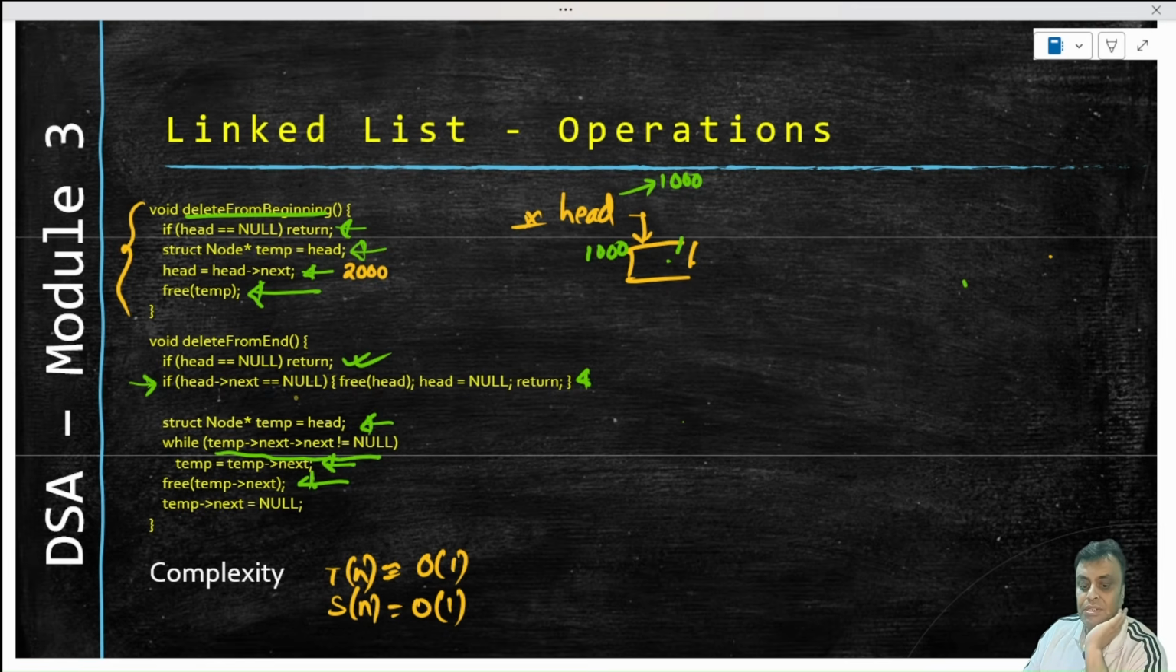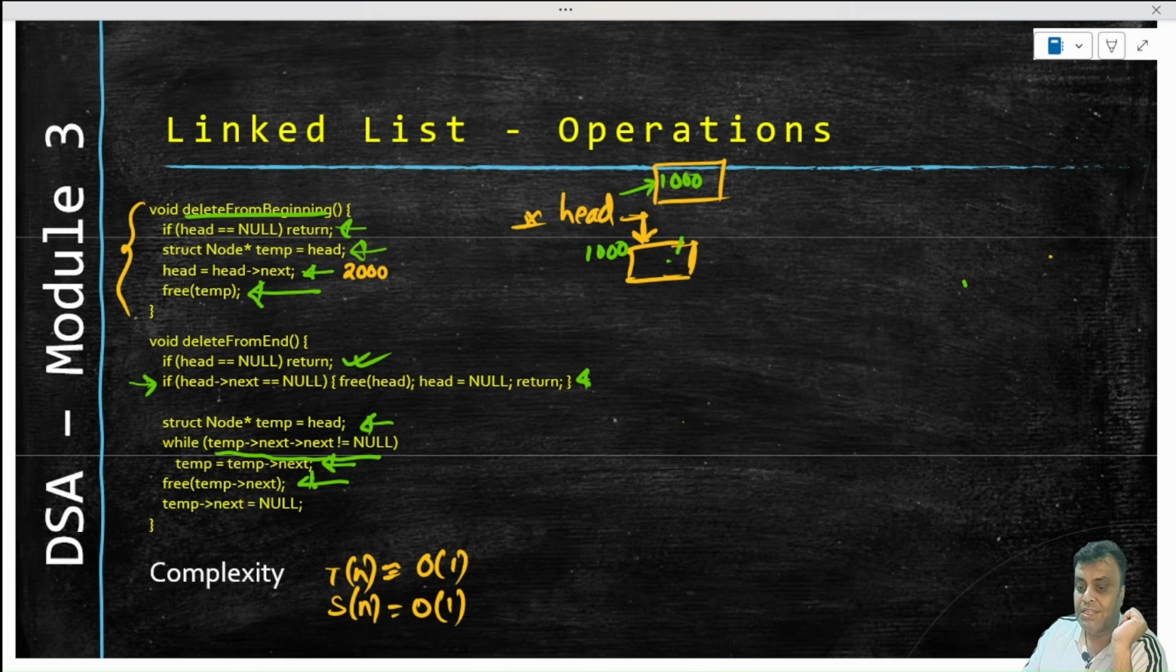Head arrow next is equal to null. So if I have to delete this, what do you think should happen? Head should become null. Right now head is at 1000. Head should become null and I have to free this. That's all I have to do. Right? So how do I understand that this will have only one element?